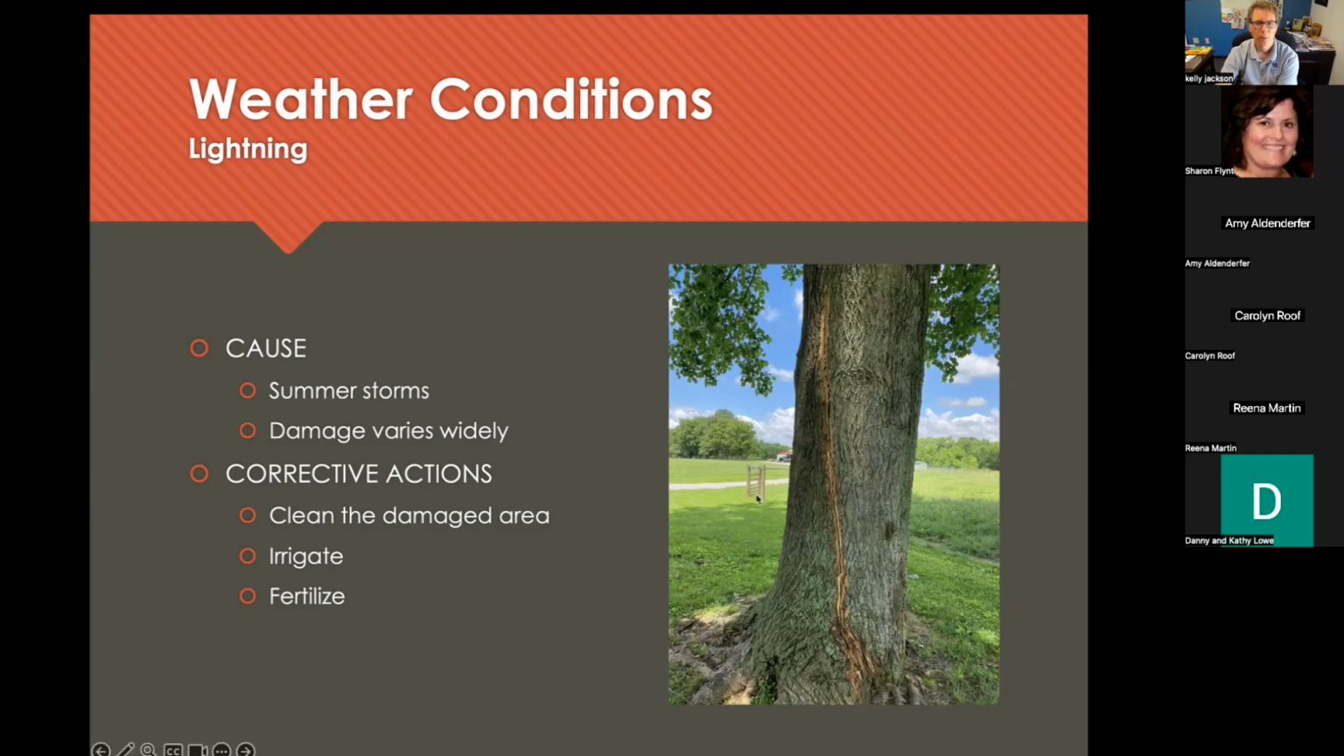All I can tell you to do if it gets struck by lightning is to clean up the damaged area. That means cutting off any loose bark or anything that would keep the tree from growing closure wood over top of the wound. Cut that off. It's going to need additional water. If you're not getting adequate rainfall, you're going to need to irrigate.